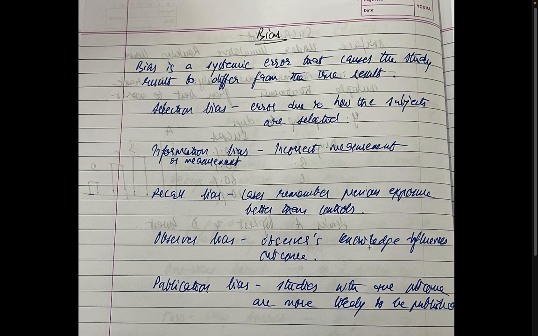What is a bias? A bias is a systematic error that causes the study result to differ from the true result. Selection bias is an error due to how the subjects are selected. Information bias or measurement bias gives you incorrect measurements. Recall bias, the cases remember the previous exposure better than the controls. Observer bias, the observer's knowledge influences the outcome. Publication bias, the studies with a positive outcome are more likely to get published. That's publication bias.